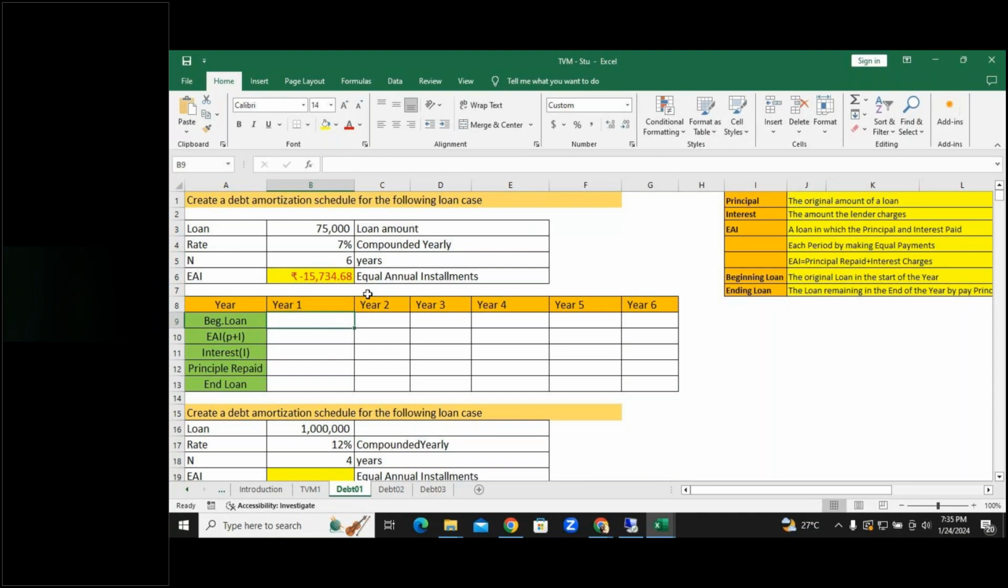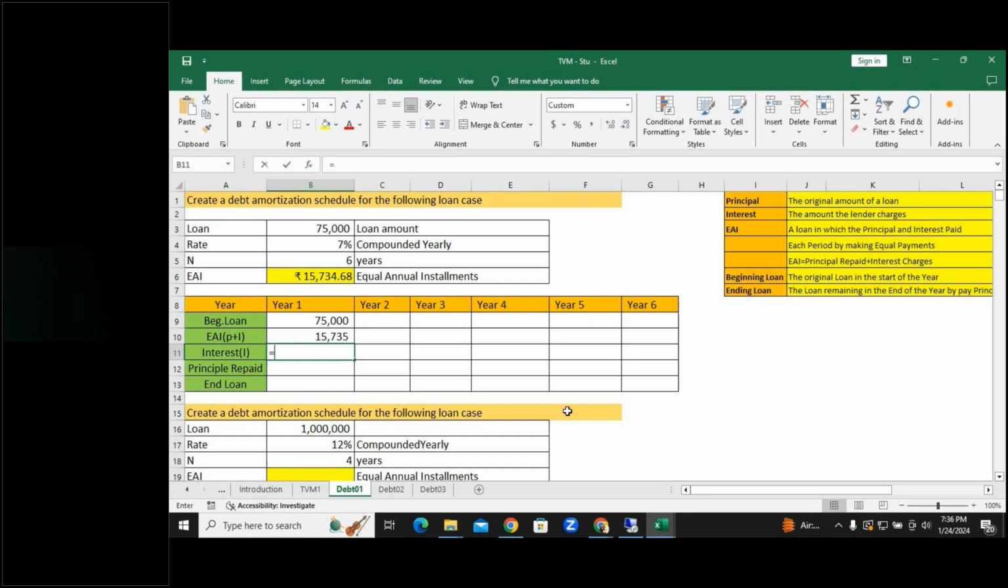So now let's solve this. I'll take equals; the beginning of loan amount is 75,000. Then I put equals and take the EAI value there. If I have to use this value for further calculation, I cannot have the negative value. So I'll come here and add a minus sign at the beginning of the PMT function, so I get the values in positive. Then I take equals EAI value.